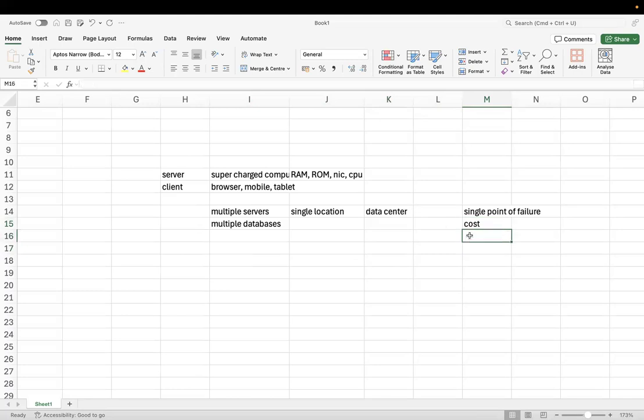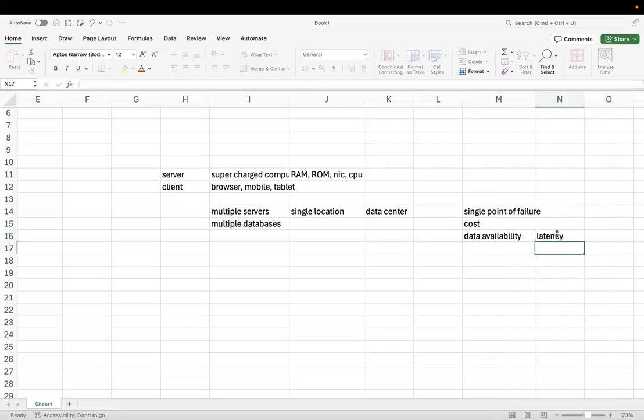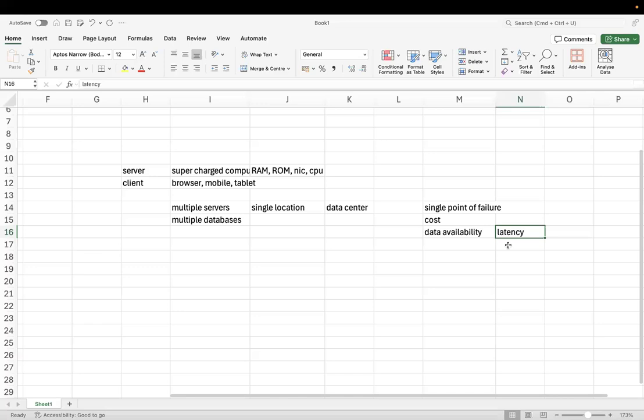The third problem of this data center is data availability, guys. Let's say we are talking about a US company and we are sitting in India trying to access that US based company. Because the server is located far from our location, there is a high chance that data might be available at a later point of time, which we call latency. Latency means the time duration of data arrival between the request and the response.